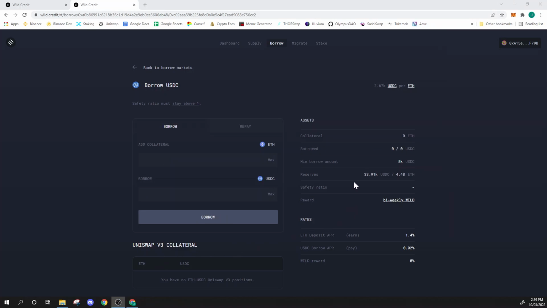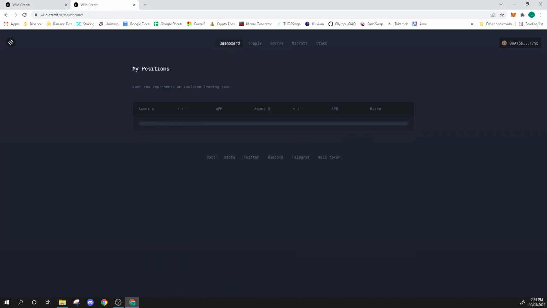Now that transaction's been executed, we can see that our collateral is now zero, as well as our borrowed amount is down to zero as well. Now if we jump back to the dashboard, we'll be able to see that now our position has been closed, and we now have no positions within the Wild Credit platform.